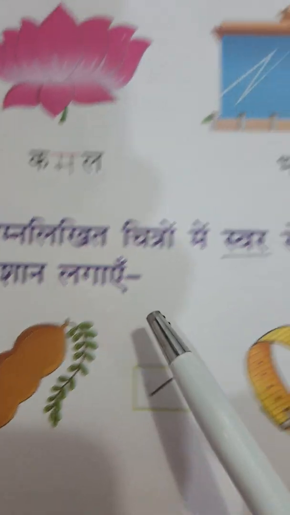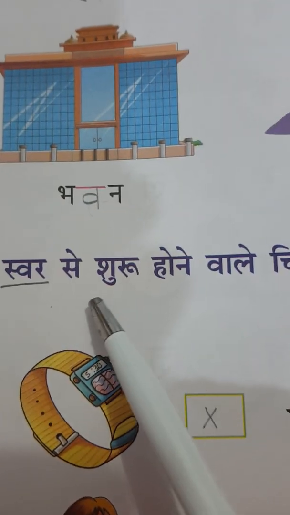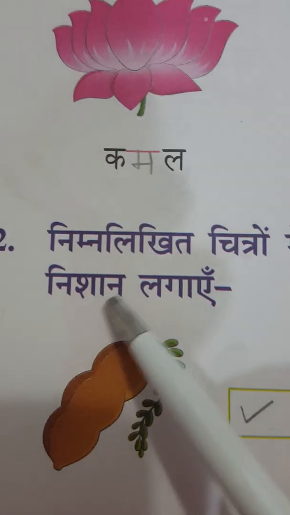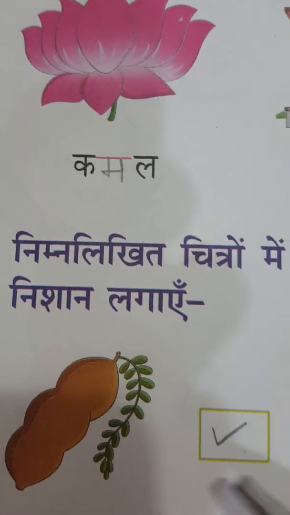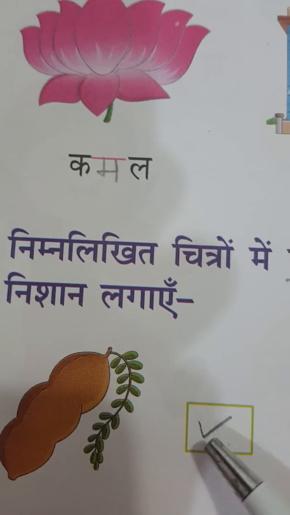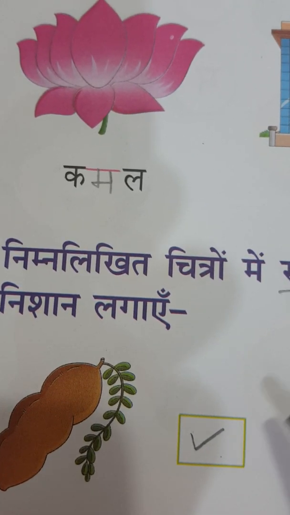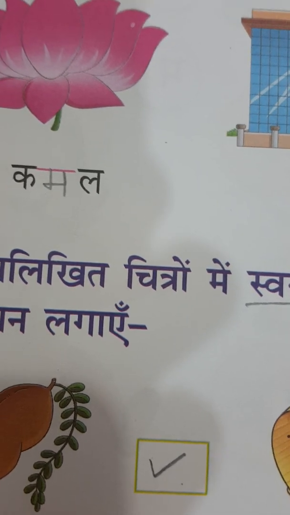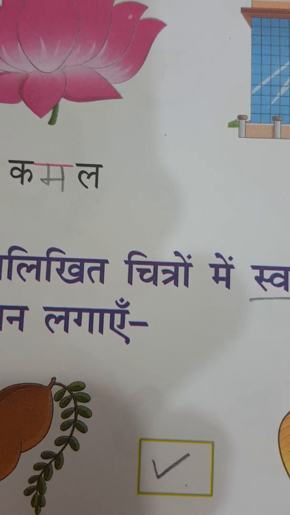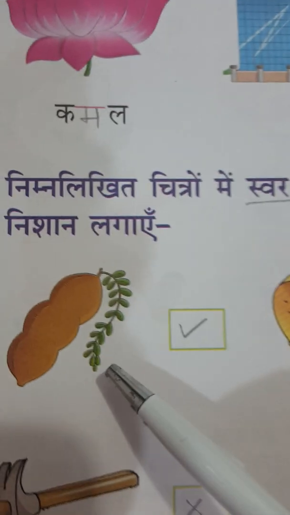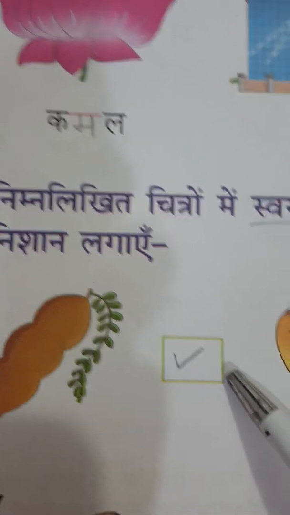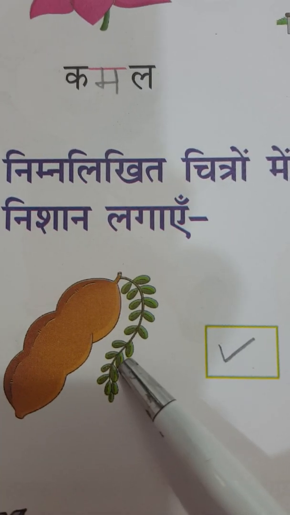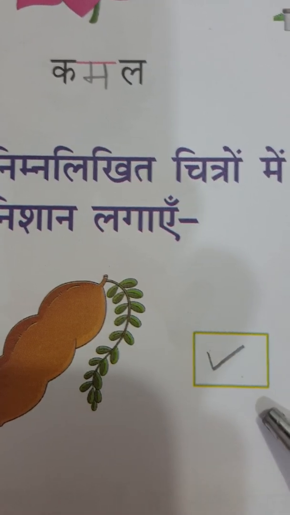We have निम्नलिखित चित्रों में स्वर से शुरू होने वाले चित्रों पर टिक का निशान लगाएं. So the pictures which start with the swar, we have to put a tick mark on that. Swar means a, I, u. So the letters which start with a, I, we have to look at the pictures here and then we have to put a tick mark accordingly. So here this is the picture of Imli. So it starts with a. It's a swar, so we'll add a tick mark.